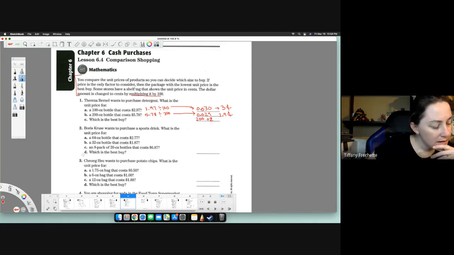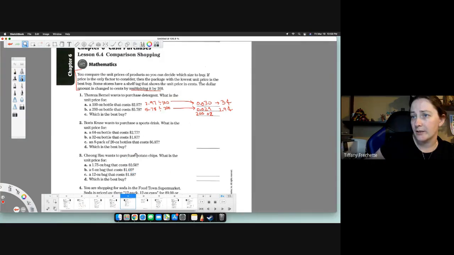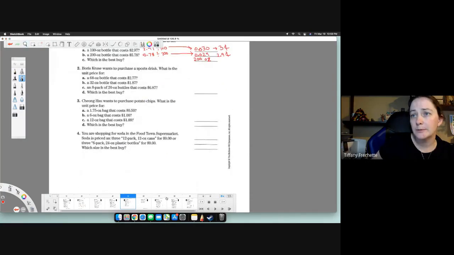All right, let's see. Number three, exact same idea. You're just going to calculate the unit price for each bag of potato chips, and then which one is the better buy. Sorry, let me scooch down here so that you can actually see what I'm looking at. I was looking at number four. So this one's just a little bit more of a word problem. Soda is priced as three 12-pack 12-ounce cans for $9 or three 6-pack 12-ounce plastic bottles for $9. Which is the best buy?